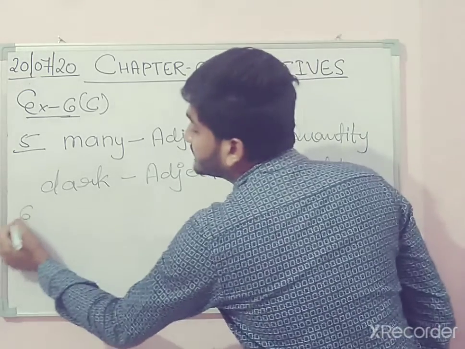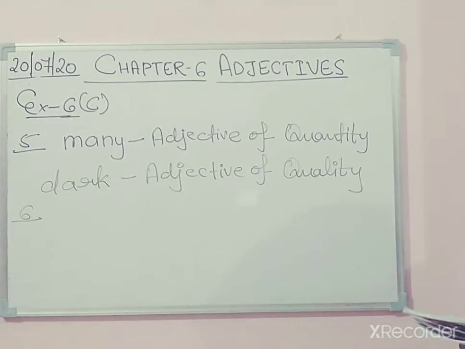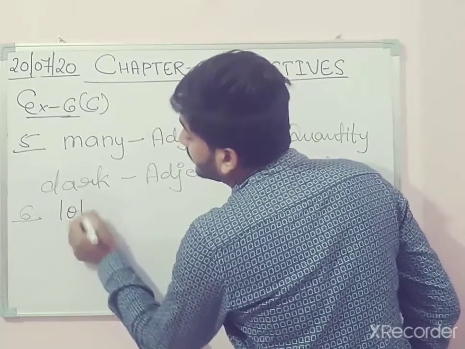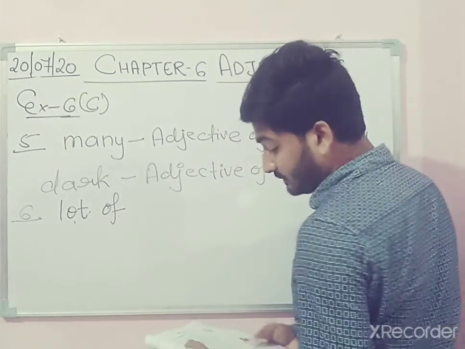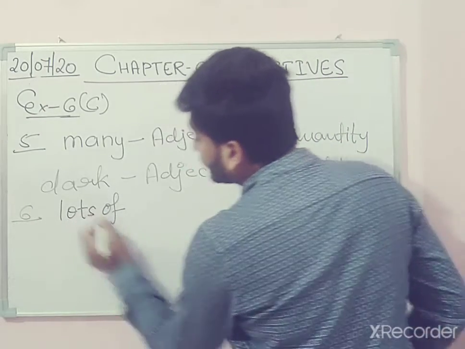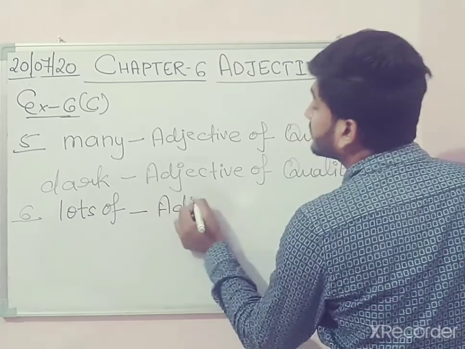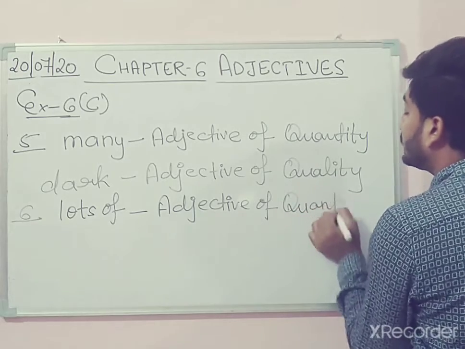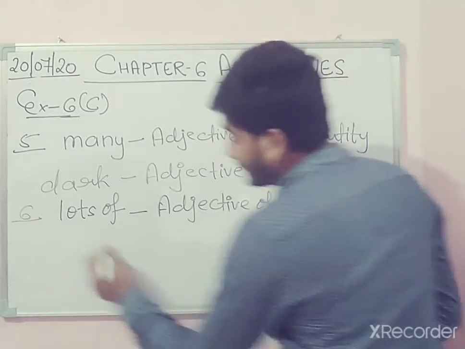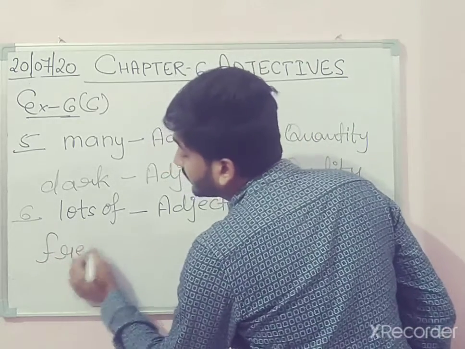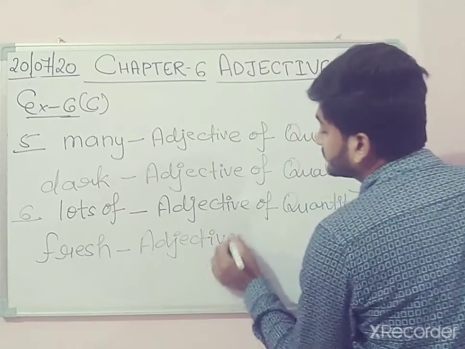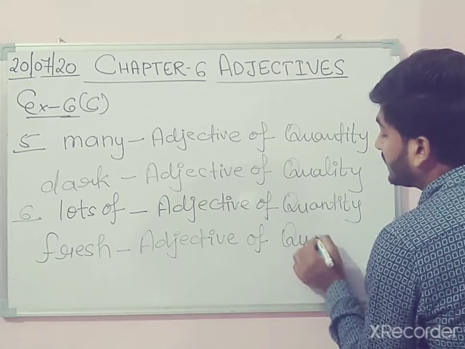Okay. Number 6. Number 6 is we should bring lots of fresh water. How much water? Lots of. Okay. Lots of. That's mean adjective of quantity. We cannot count water. Okay. Lots of fresh water. What kind of water? Fresh water. What kind? That's mean adjective of quality.